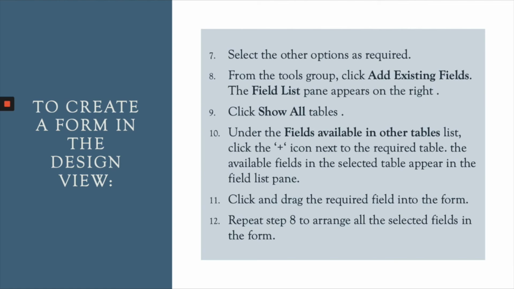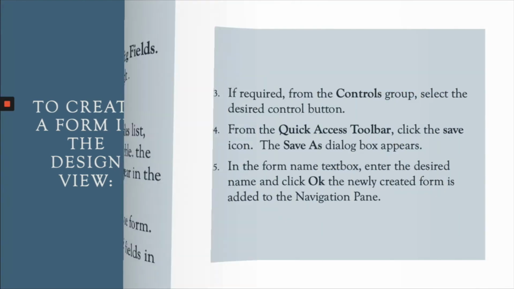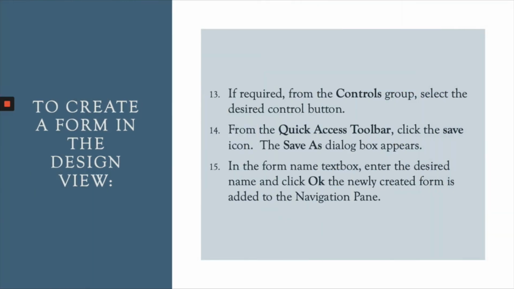Then you have to repeat step number 8. You have to go to the Tools group to click and add existing fields. That step has to be repeated. If required, from the Controls group, select the desired control button. From the Controls group, select the desired control button that you want.